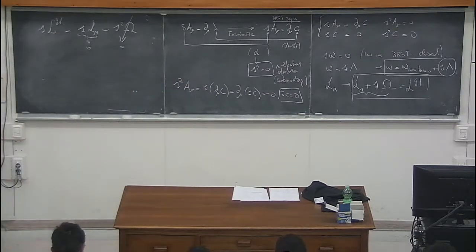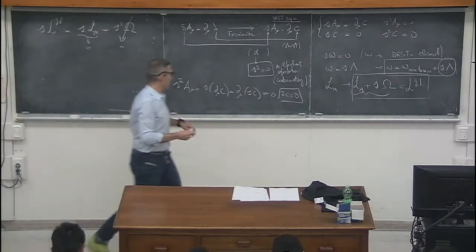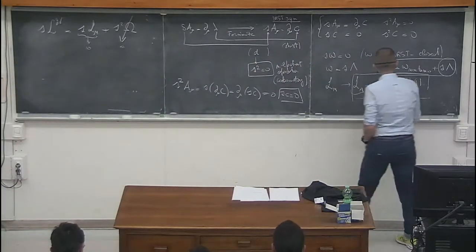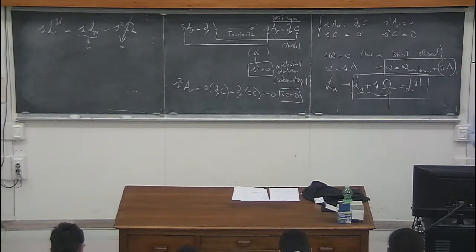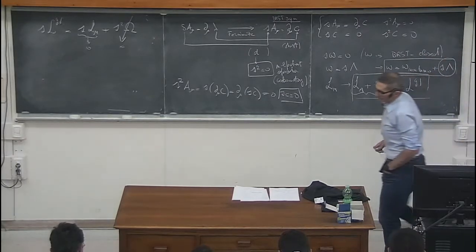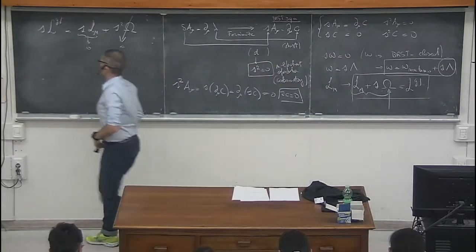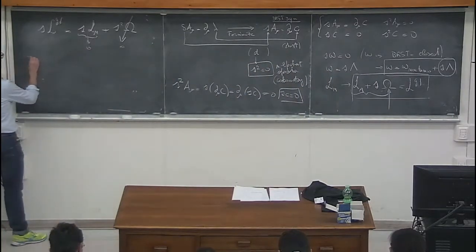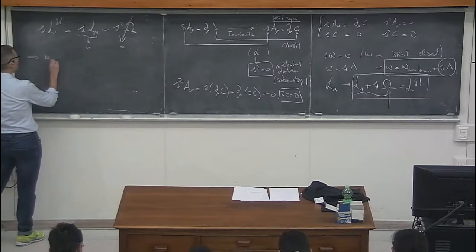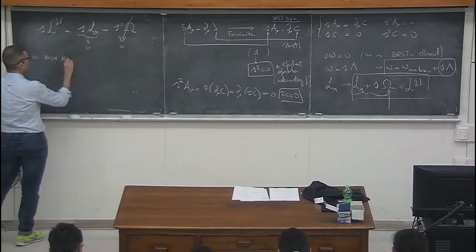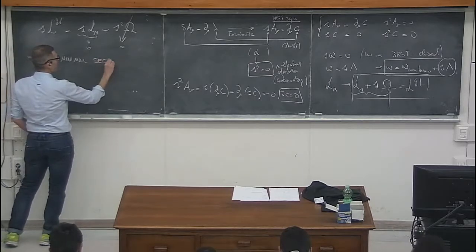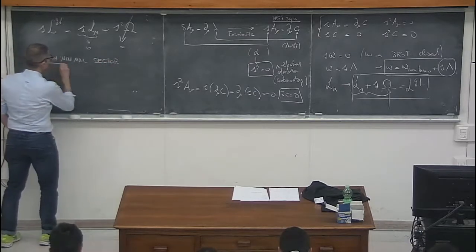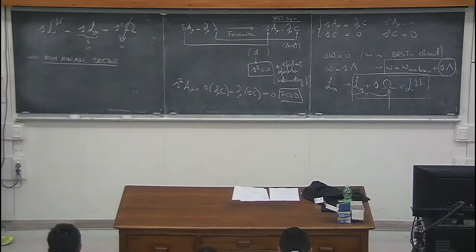Good. Now, let me build something here which does what I want. To do that, I need to introduce another sector of fields. Those are called the non-minimal sector of the theory, which must have two properties.